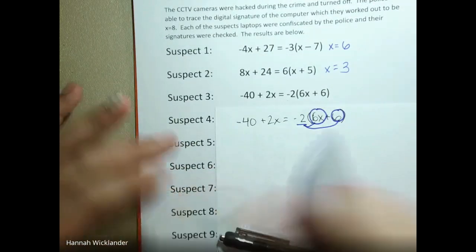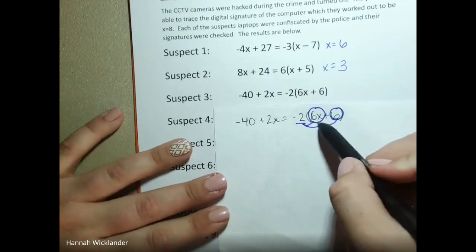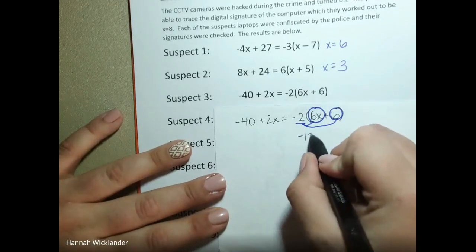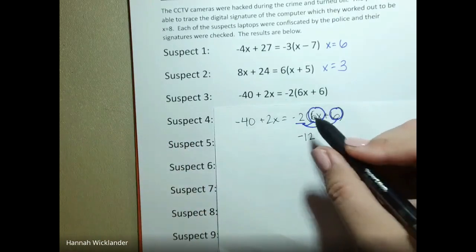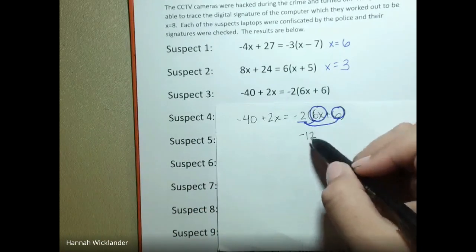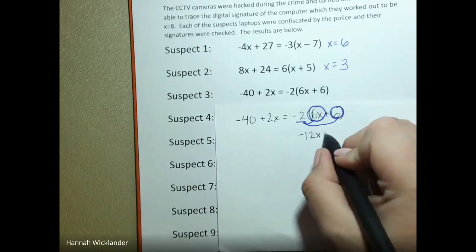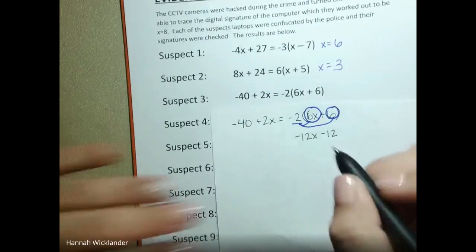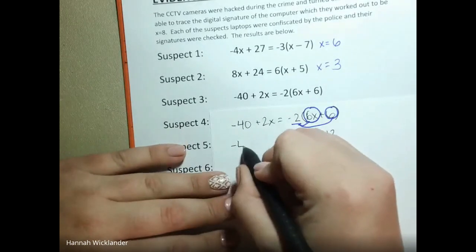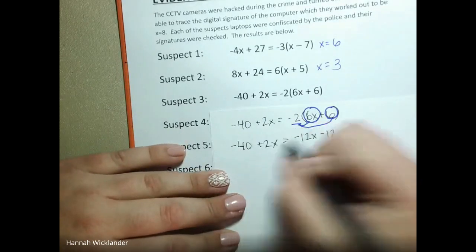Okay. So -2 times 6x gives me a -12x, because a -2 times 6 is -12, and then the x just tags along. And then a -2 times 6 is -12. Bring down the left side because nothing changed.